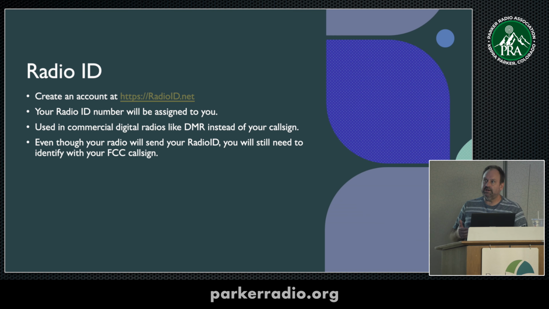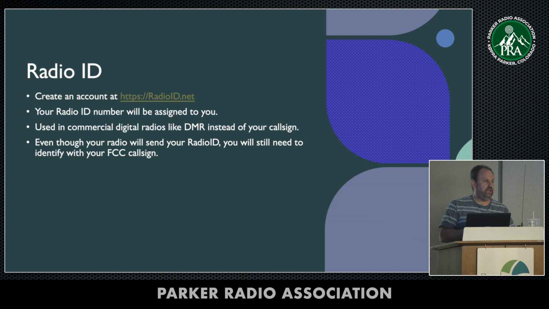Your radio ID number will get assigned to you after you register on the website radioid.net. This is really a good reference because it's also where you'll go to download the contact list. It's really the source for getting the contact list. There's other places you might be able to find it, but if you want to get it directly from the horse's mouth, radioid.net is the organization that creates and manages that master list.